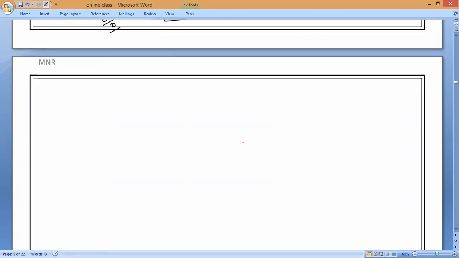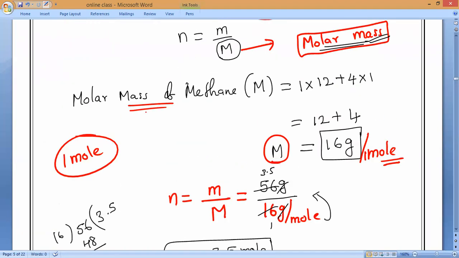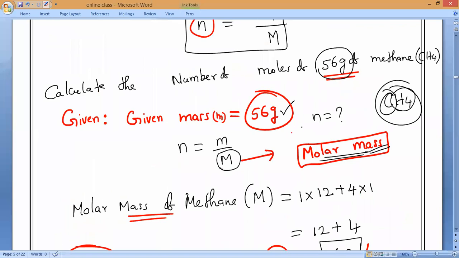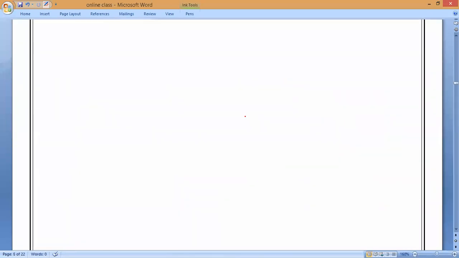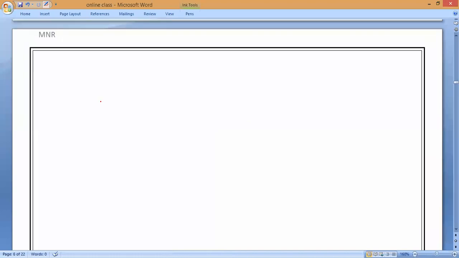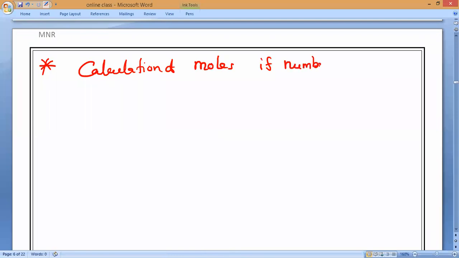Now, calculation of moles when mass is given: we use this formula when they have given mass. n is equal to m by M, given mass divided by molar mass. Now the second case: calculation of moles if the number of particles is given. Please remember, number of particles is given. Is it okay, guys?